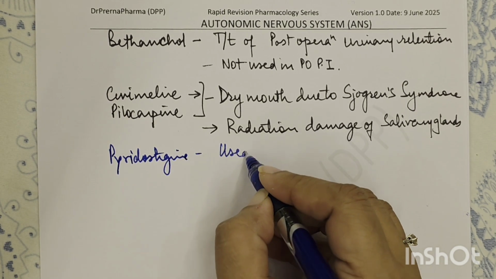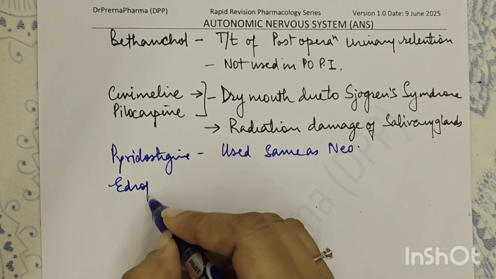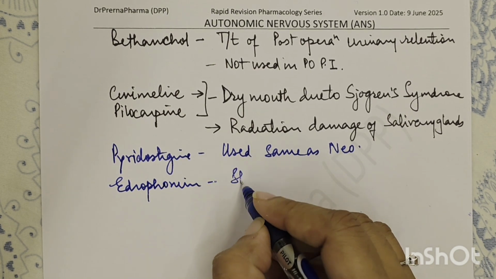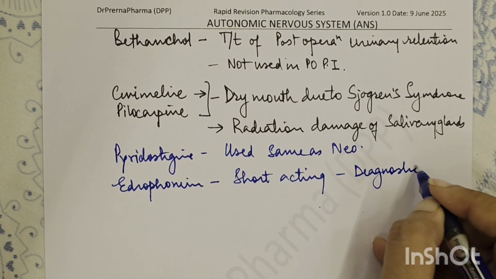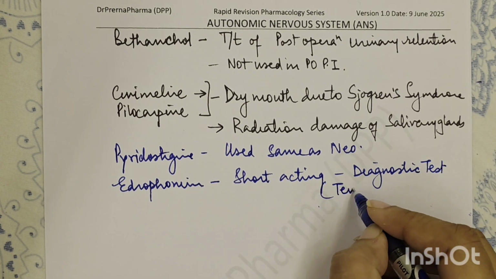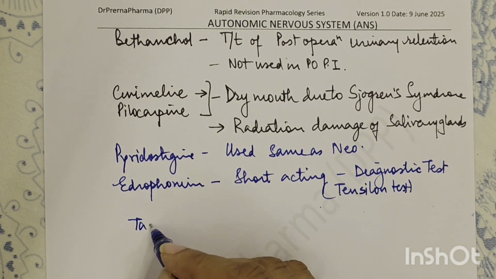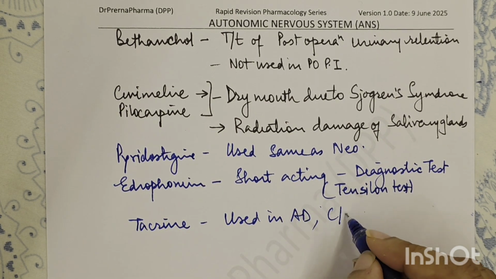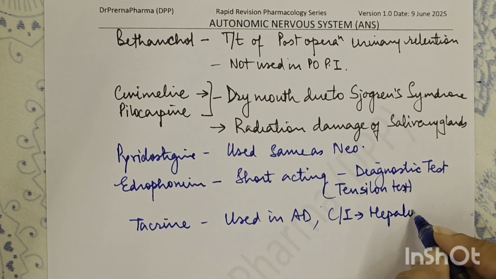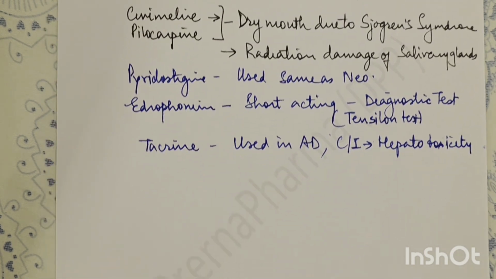Then pyridostigmine is used same as neostigmine. Okay, edrophonium, I've told you right now that this is basically a very short acting drug, and so it is used mainly in diagnostic test, and the test is known as tensilon test. Okay, then there is tacrine, which was basically used in Alzheimer's disease but contraindicated now because of hepatotoxicity. And rivastigmine, galantamine we have already seen.